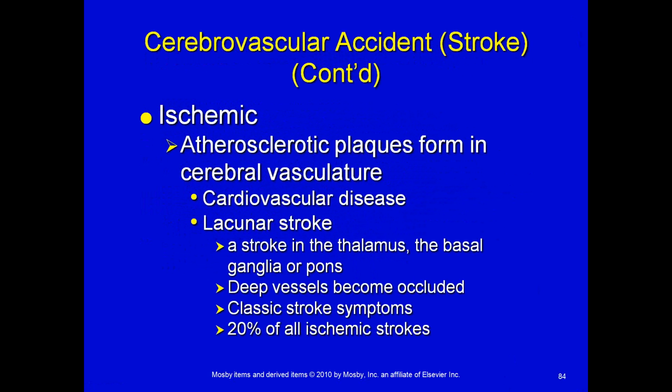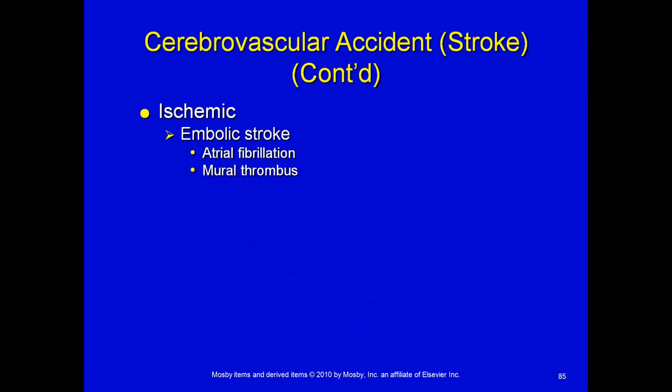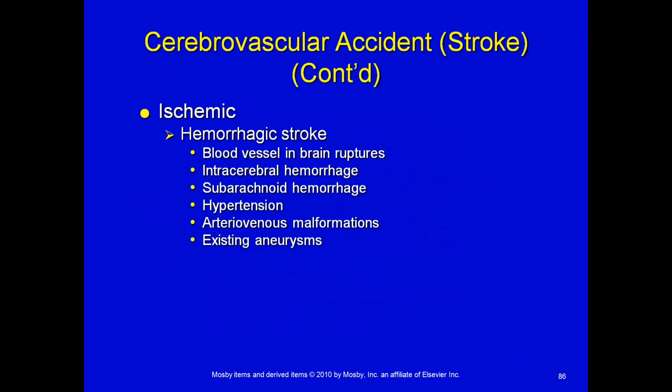But a lacunar stroke accounts for about 20% of all ischemic strokes. The patient's going to present with classic stroke symptoms depending upon what part of the brain is not receiving a blood supply, and these would be very deep vessels within the brain tissue itself that have become occluded from either an embolus or a thrombus. Embolic strokes, as I had already mentioned, can be caused by atrial fibrillation, can be caused by mural thrombus that form on the walls of the carotid arteries or in the heart.